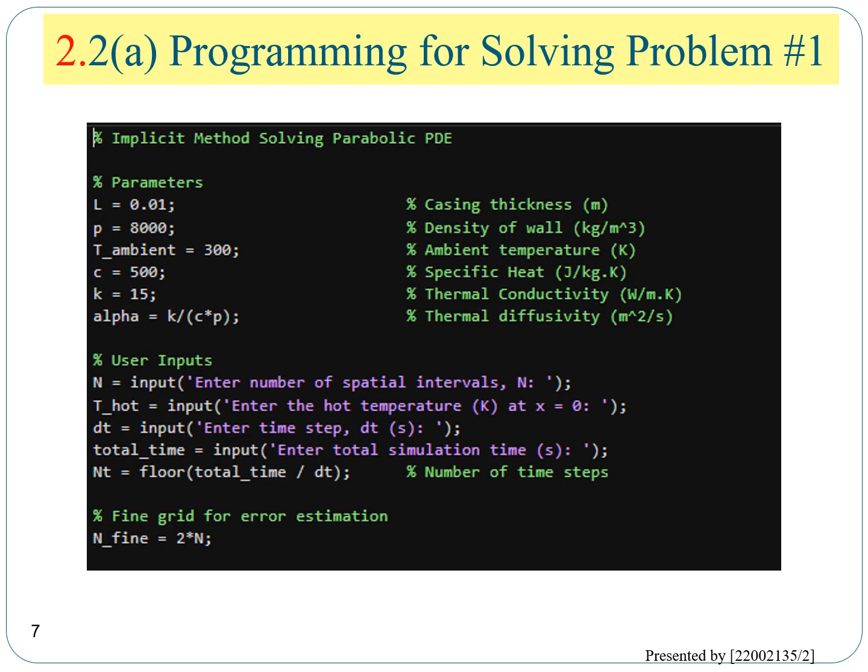So here is the programming for the implicit method. We have the parameters: the casing thickness, density of wall, ambient temperature, specific heat, and also the thermal conductivity. So what the user needs to do is input the number of spatial intervals, hot temperature in Kelvin, time step in seconds, and also the total simulation time in seconds. Then it will calculate the number of time steps and also the fine grid for the error estimation.